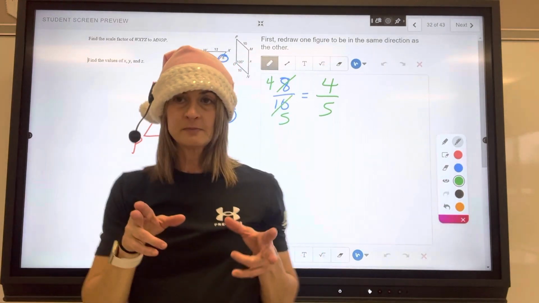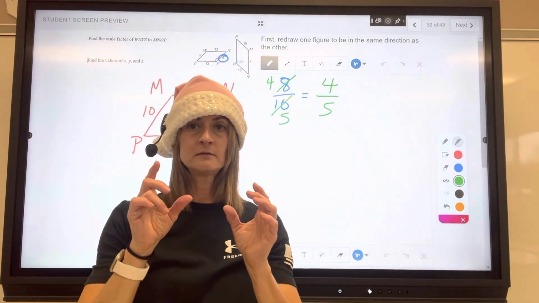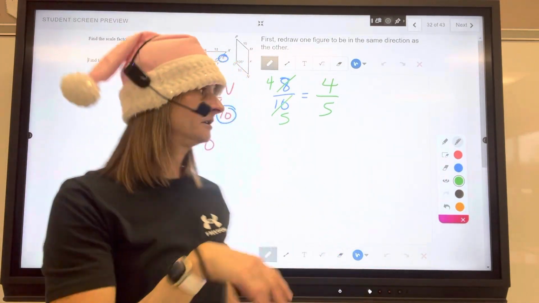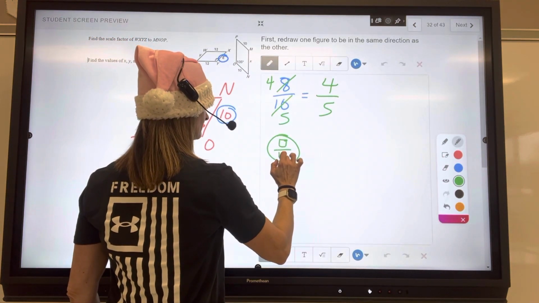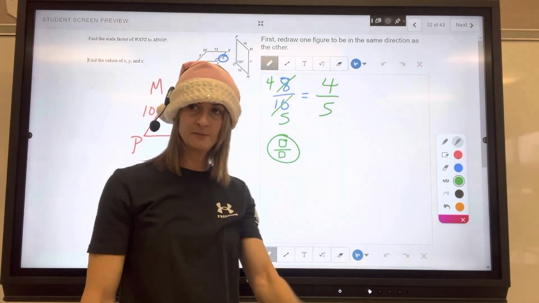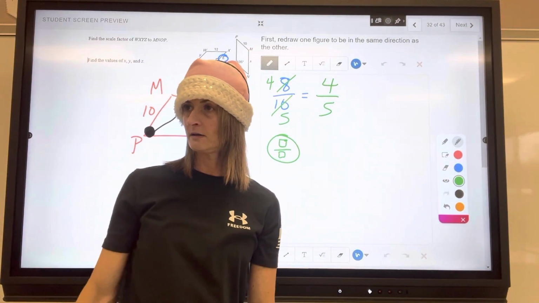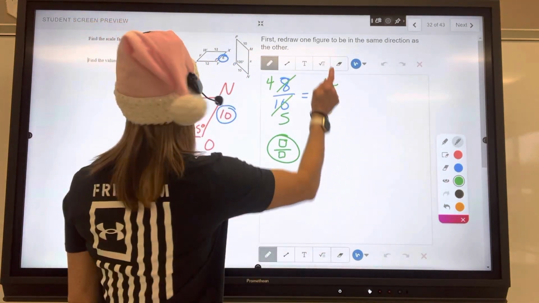You put it into Desmos, you push the button on the left. You know what I mean, right? It looks like this, has a little box. You push it, it simplifies it for you. Are you with me? All right, 4 to 5. There's your scale factor.